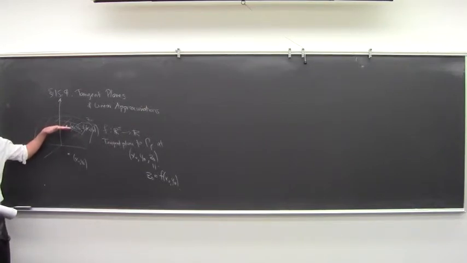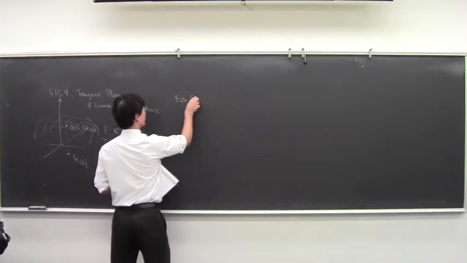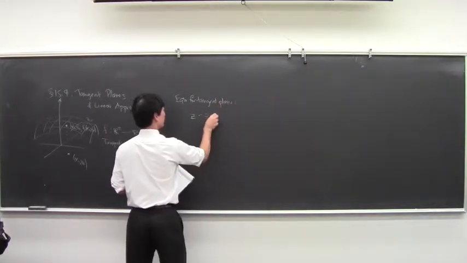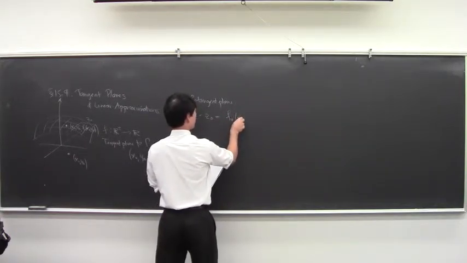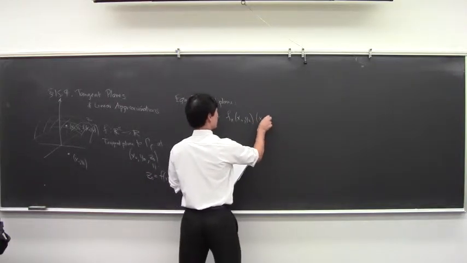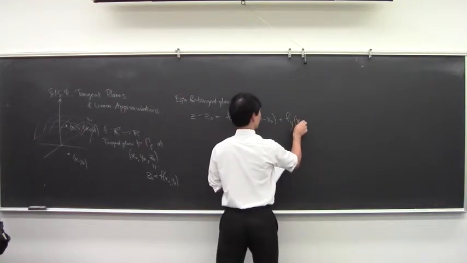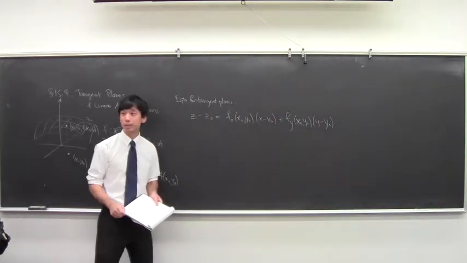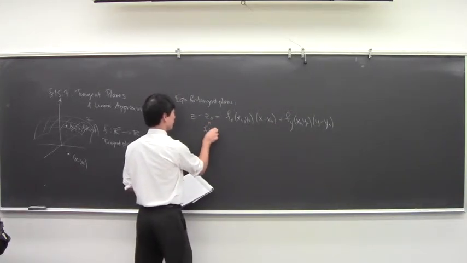And what we said was that if your graph is differentiable, then you can figure out the equation for the tangent plane. We saw that the equation for the tangent plane turned out to be z minus z0 is the partial with respect to x, times x minus x0, plus the partial with respect to y, times y minus y0.